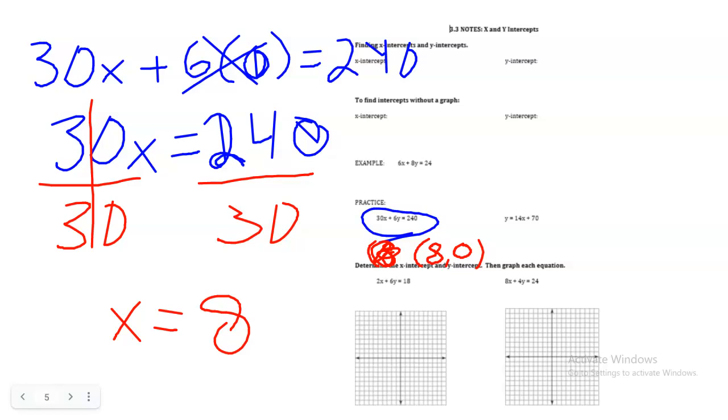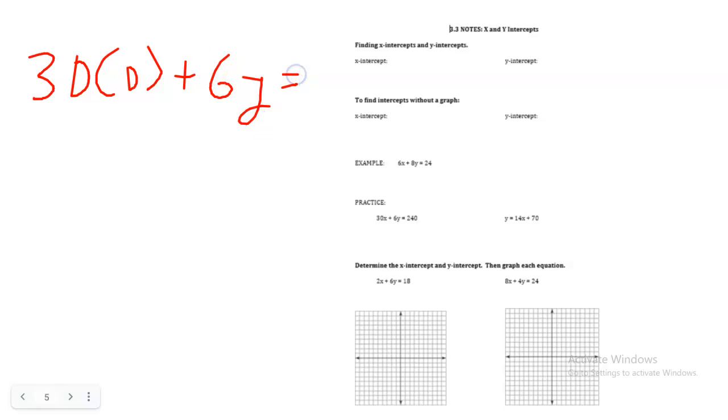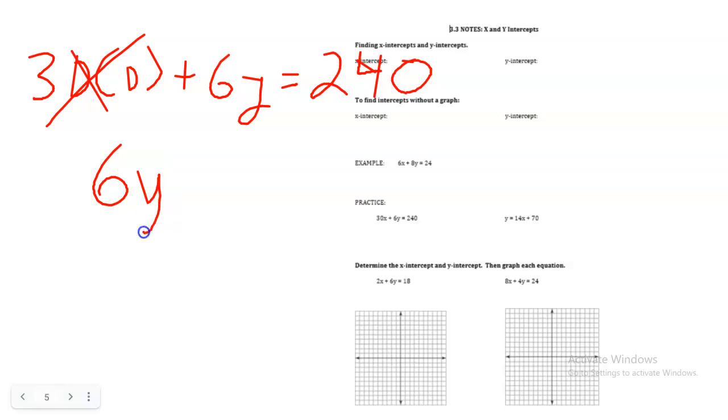Okay, now let's find the y-intercept. To do that, we plug 0 in for x. So I've got 30 times 0, and I'm adding that to 6y, 6 times y equals 240. Okay, so 30 times 0 is equal to 0. So I've got 6 times y, and that's equal to 240.